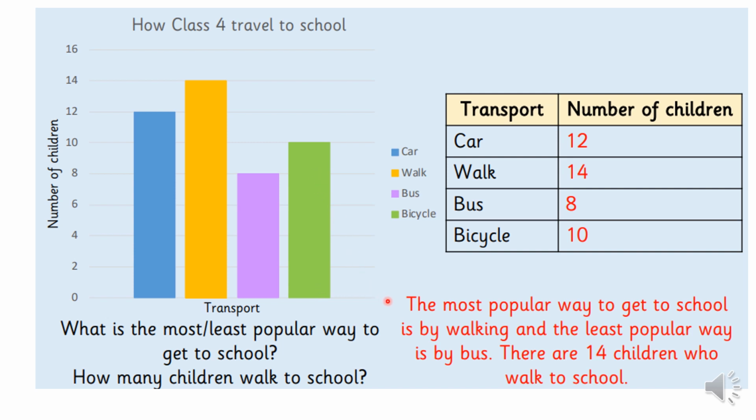Let's have a look at the questions. What is the most or least popular way to get to school? We're looking at the values here. The most popular is by walking and the least is by bus. How many children walk to school? I have to look over here and I can see that 14 children walk to school.